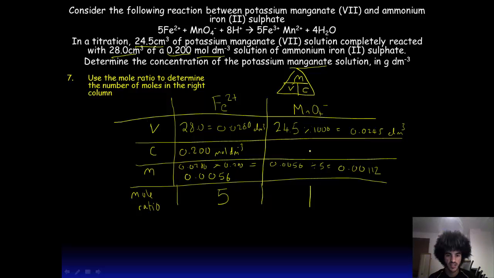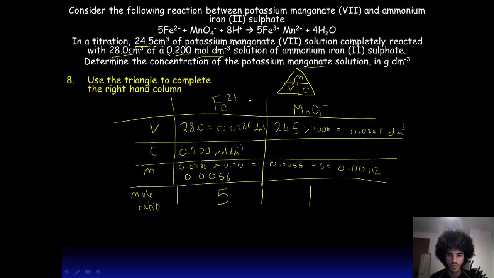Okay, so that's that done. Woo-hoo. Let's move to number 8. Use the triangle to complete the right-hand column. So I have to finish this off now. I want the concentration, and that's what they want anyway. So, to work out concentration, it's moles divided by volume.